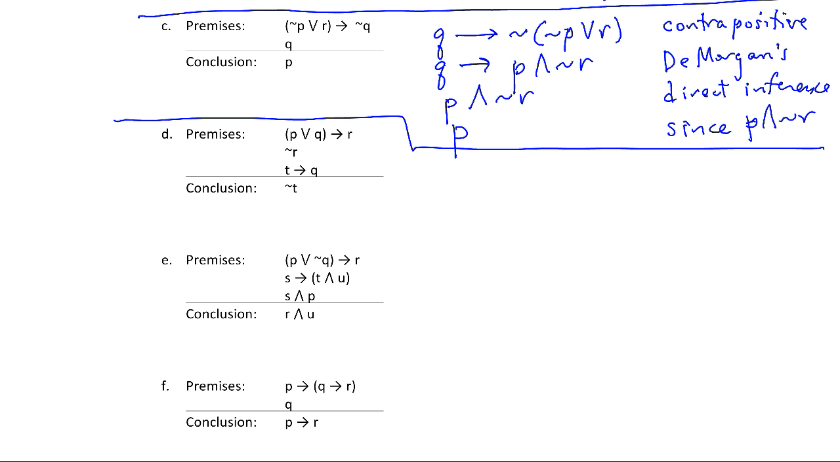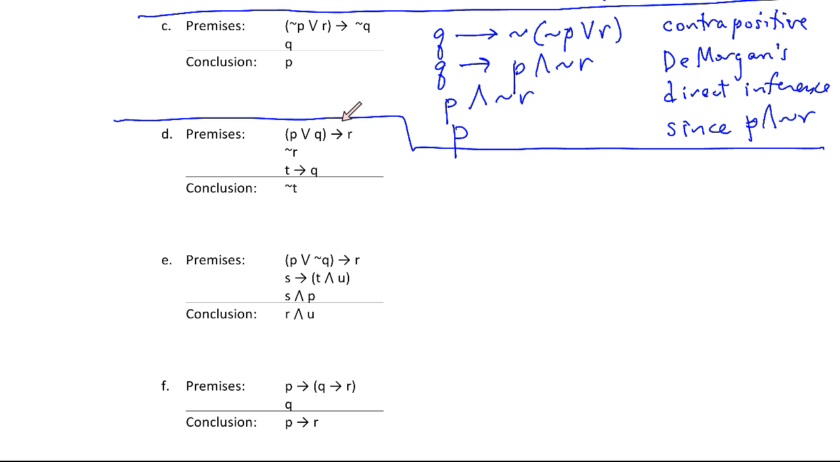I got my conclusion. For part D, it says the quantity P or Q implies R. It says not R is the case, and it also says T implies Q, therefore not T. Let's see if I can see my way through this argument. I'm going to say that not R, along with this implication up here, means that it's not the case that P or Q, which means, by De Morgan, that... so that was by contraposition.